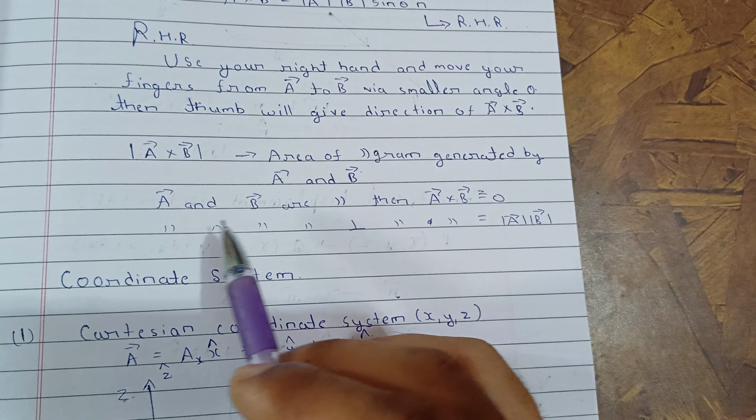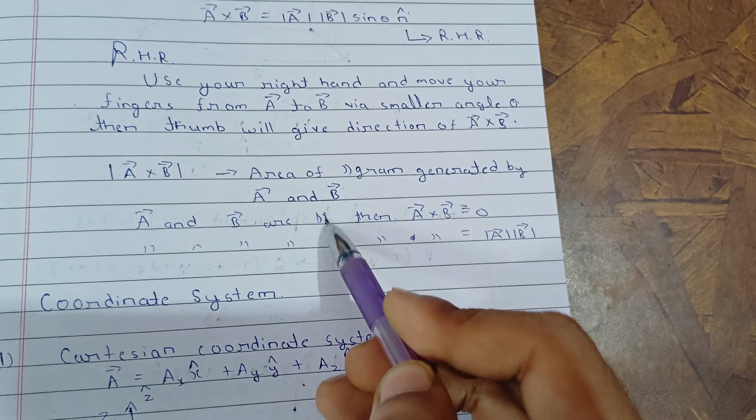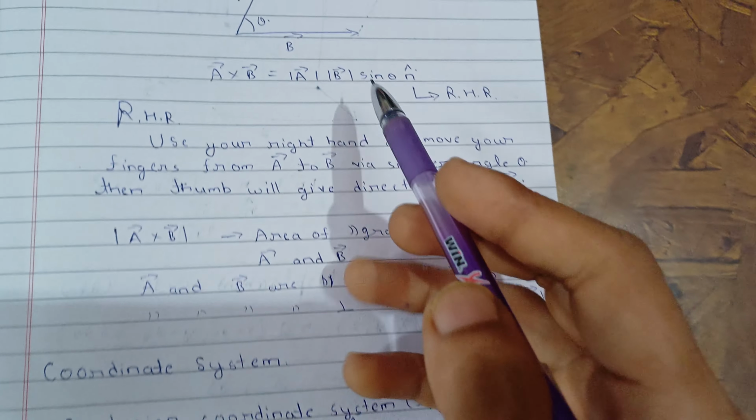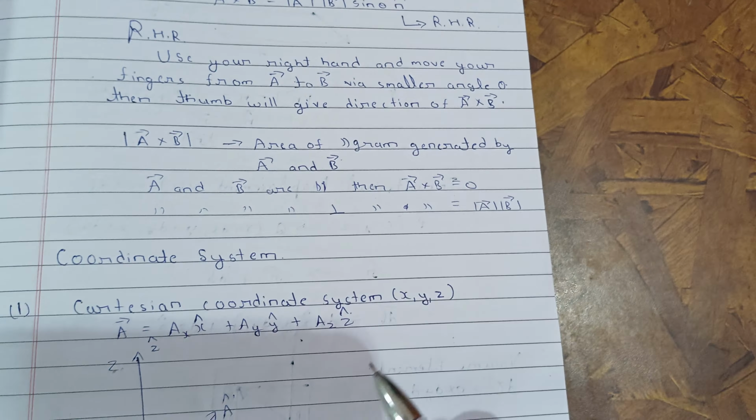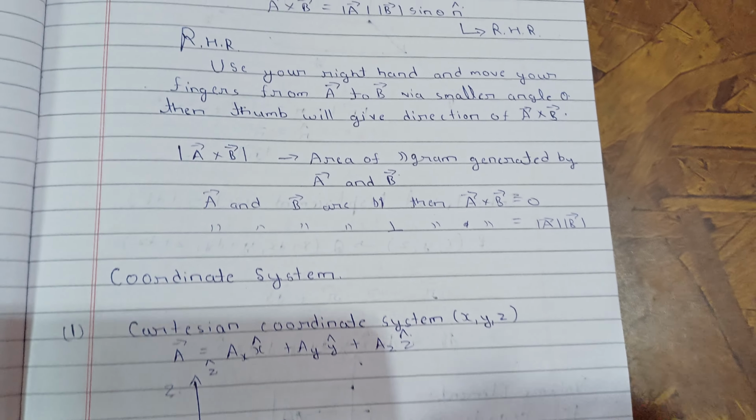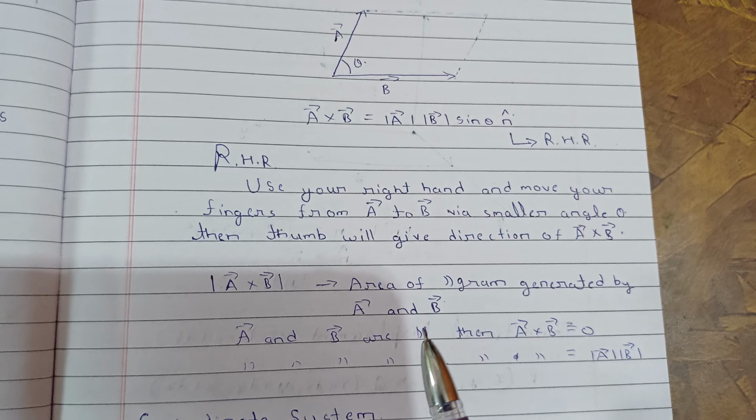Now if A and B are parallel, then A cross B will be 0 because theta will be 0 here, and if these are perpendicular, then it will be the magnitude of A times B, simple. That was all the properties for the vectors, meaning these four operations are followed for the vectors.